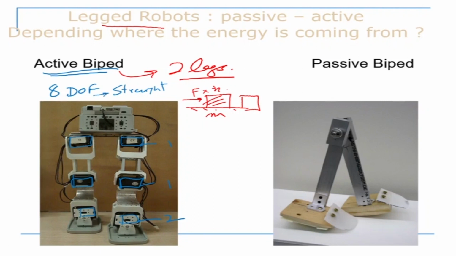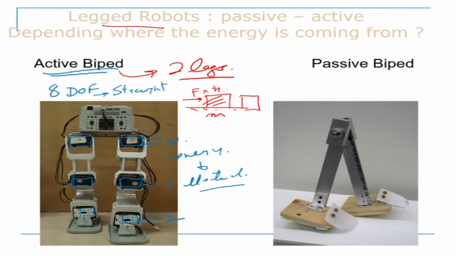Okay, now each of these motors, you are going to give voltage to the motors, and the motor will rotate. That is where the energy is coming from. So energy means electrical energy. Okay, so this is basically called an active biped, which has active motors which are being controlled such that the robot can move in a particular direction.